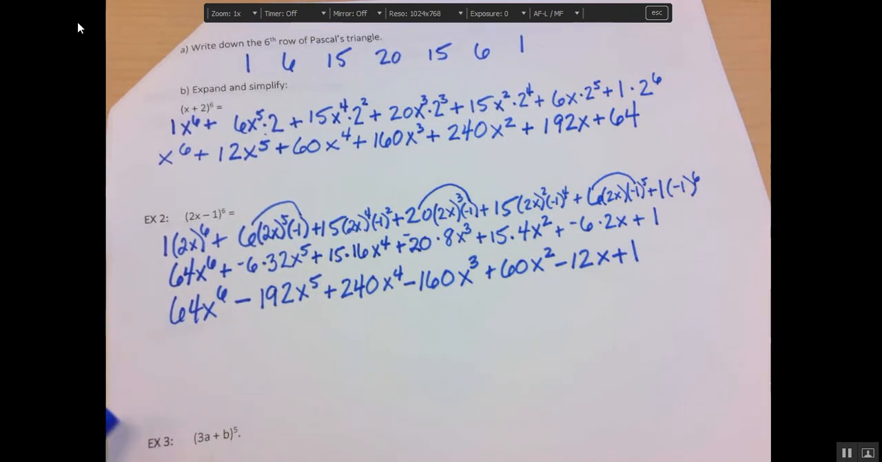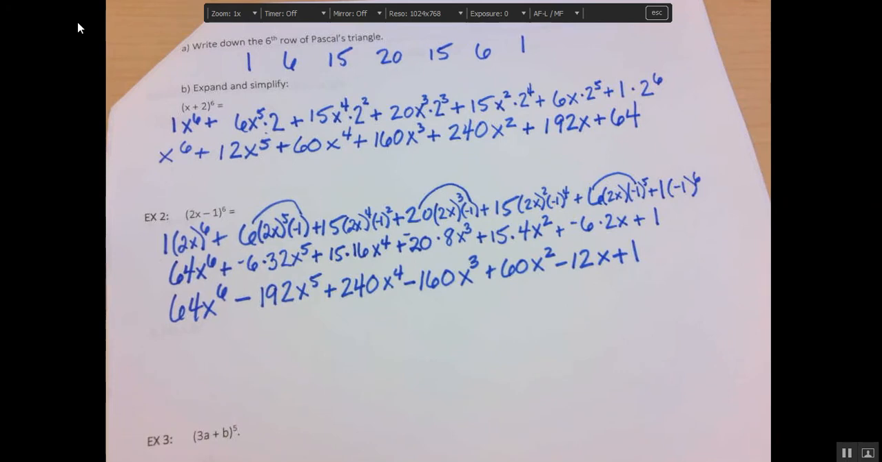I'm going to ask you guys to try the next one. Notice that the exponent is 5. That means it's going to be a slightly shorter problem. And you have a different row that you're dealing with. So you want to find row 5 on your triangle and use that one and try to expand 3a plus b.